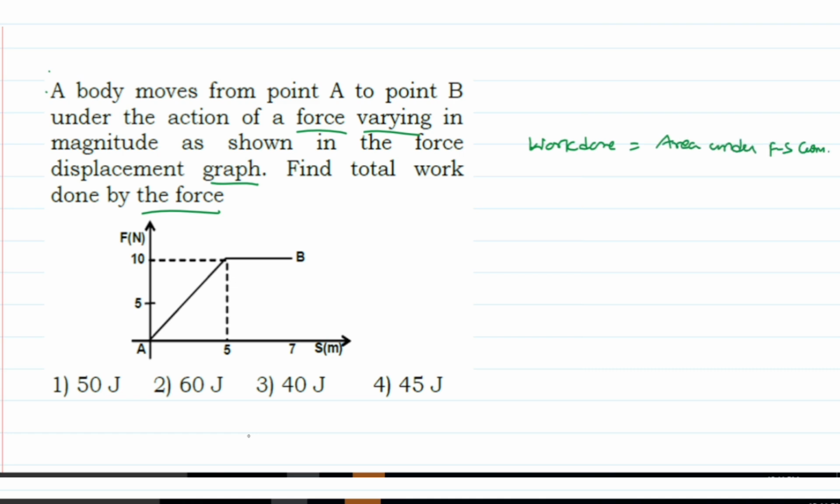Area under the F-s curve. From 0 to 5, it's a triangle, so half into base into height. The base is given as 5, the height is 10 Newton, and that is the area. From 5 to 7, the work done will be force into displacement, that is 7 minus 5, which is 2, into the force of 10 Newton. So here it is half into 5 into 10, which is 25, plus 20, which is the work done value of 45 joules.